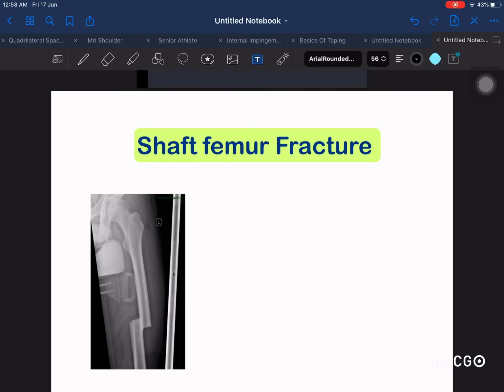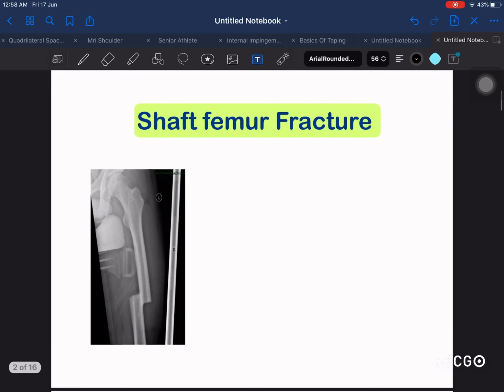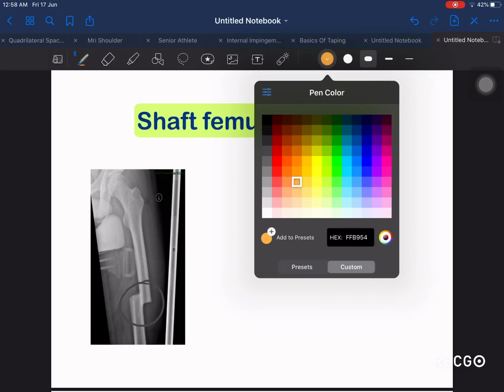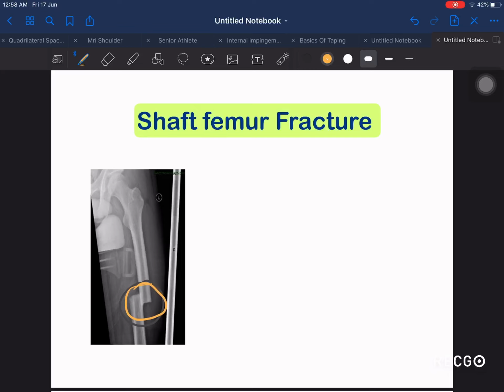Friends, let's take a look at the shaft femur fracture. Here is an X-ray of the femur bone. Here we can see that the shaft part is fractured over here. Now, the shaft femur fracture is a medical emergency in orthopedics. It's a medical emergency.